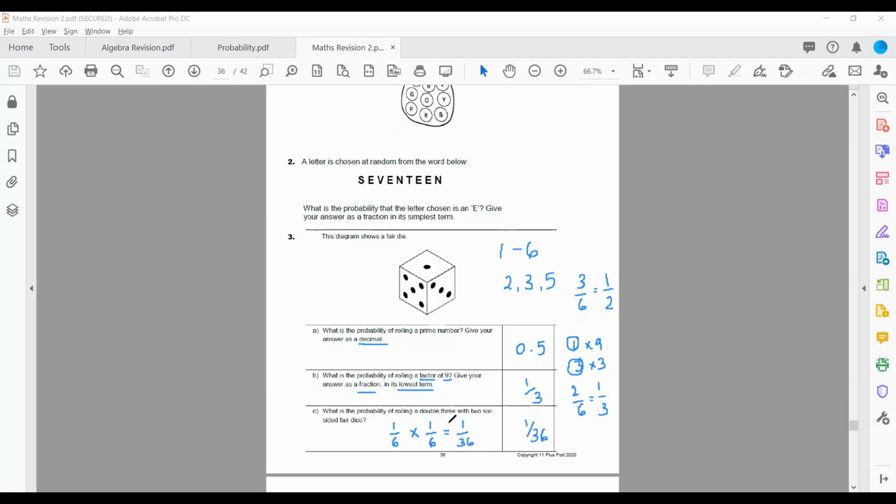Now, although it didn't specify decimal, percentage, fraction, this would be far easier to give as a fraction than anything else. So have a go at the worksheet.